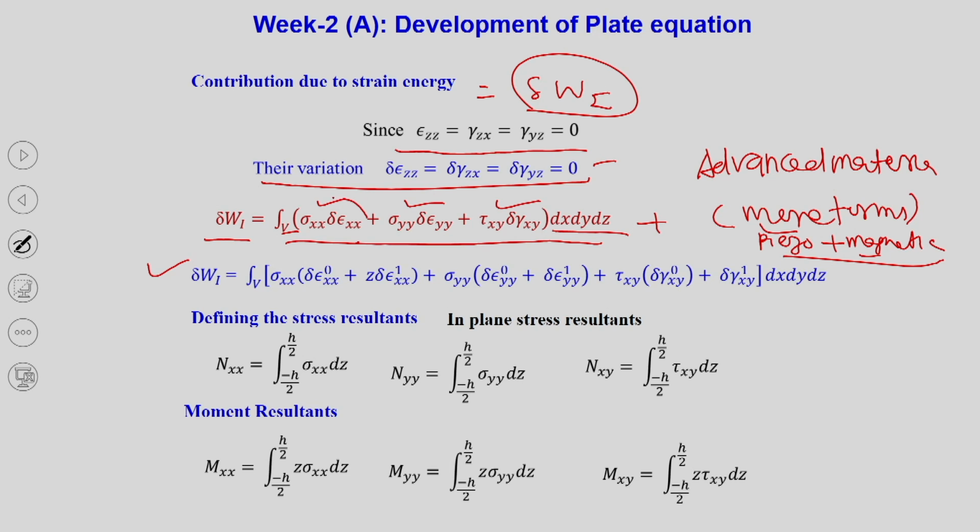Now, what is epsilon xx? Del epsilon xx is nothing but del epsilon of xx naught plus z times del epsilon of xx1. Similarly, epsilon yy and gamma yy. Now, again, the very important step is the integration over the volume. How to convert it to the two-dimensional case, x and y.